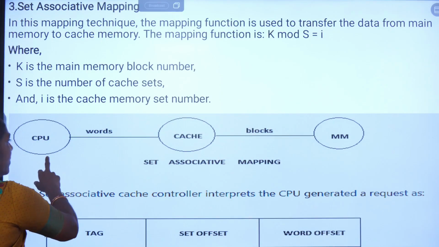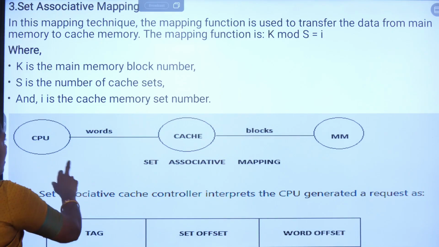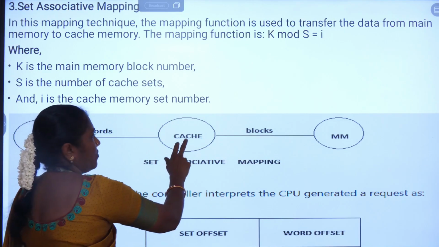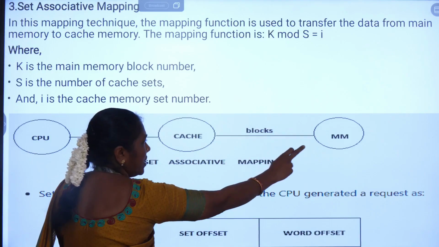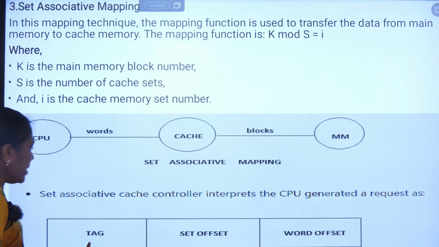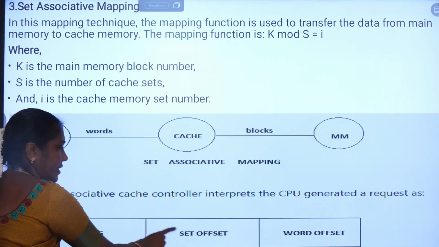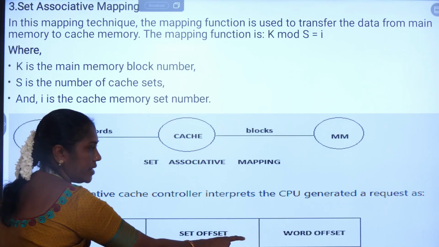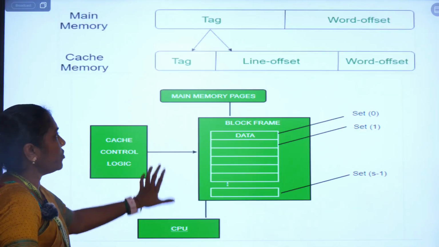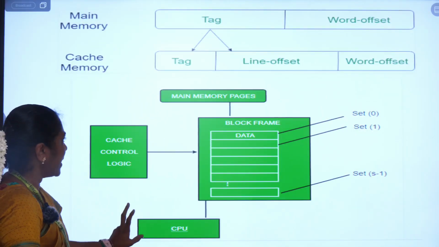So here is the set associative mapping. From the CPU, the words are transferred to cache, and from the cache the blocks are transferred using the memory management. And here we are going to see the tag, set offset and the word offset. So this is the diagrammatic representation for the main memory as well as the cache memory.